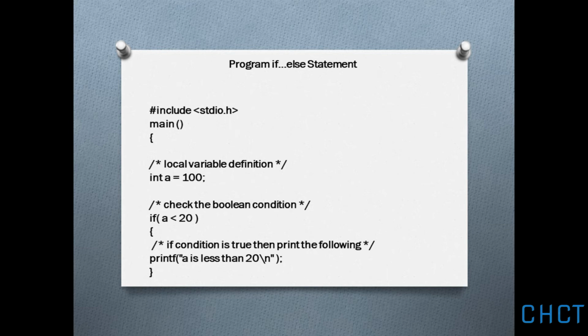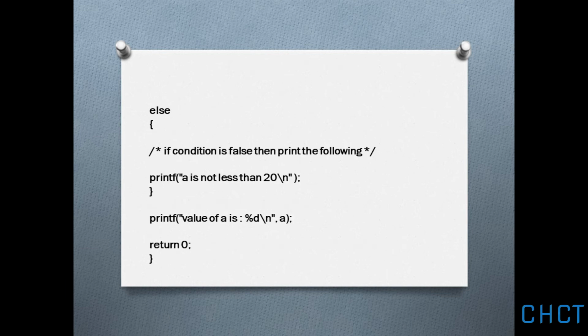Now I've assigned the value of a as 100, so this condition will be false and the part just following the curly brackets will be skipped as the condition is false. As the condition was false, the flow comes to the else statement. Inside the else curly brackets, printf "a is not less than 20" will be printed on the screen.